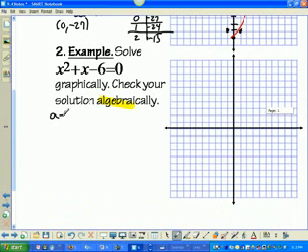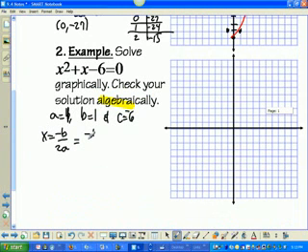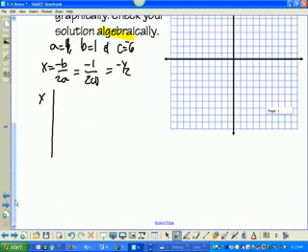Notice it's in standard form already. A is 1, B is 1, and C is -6. So x equals -b over 2a. So I get -1 over 2 times 1, which will be -1/2. And then use my table. Here, I'm going to make it a vertical line.